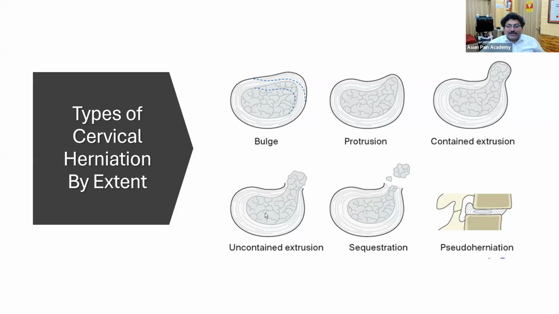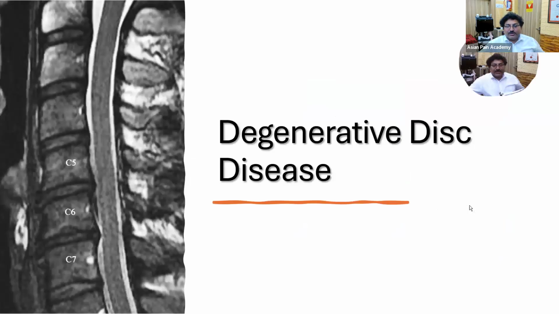Similarly, when the connectivity with the inside nucleus pulposus is lost, it is called a sequestrated disc or disc sequestration. And this condition is known as a pseudo herniation. It happens when the disc is not actually herniated, but as there is a displacement or spondylolisthesis, it is also giving a picture of a disc protrusion, and it can also compress the nerve root, and that can also cause radicular pain.